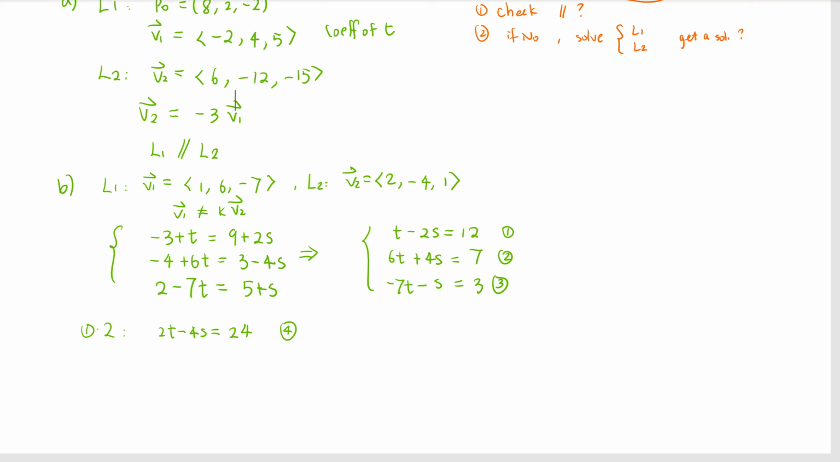Then we can use equation 2 plus equation 4. We get how many t? 8t, s cancels, and then 7 plus 24 is 31. t equals 31 over 8.